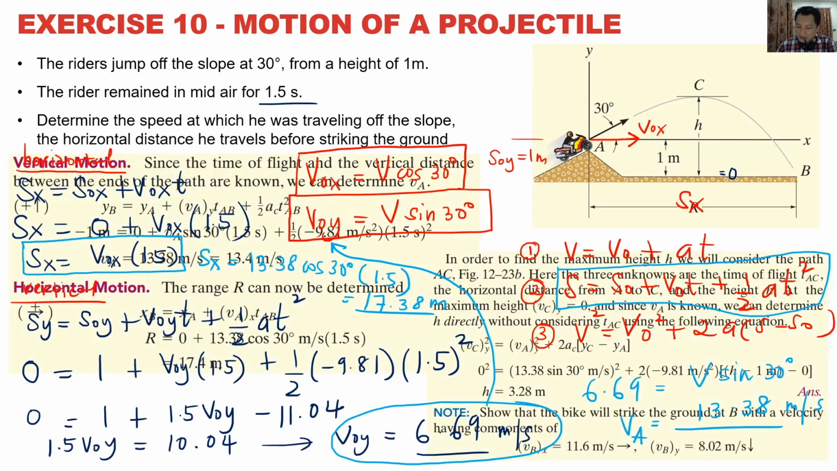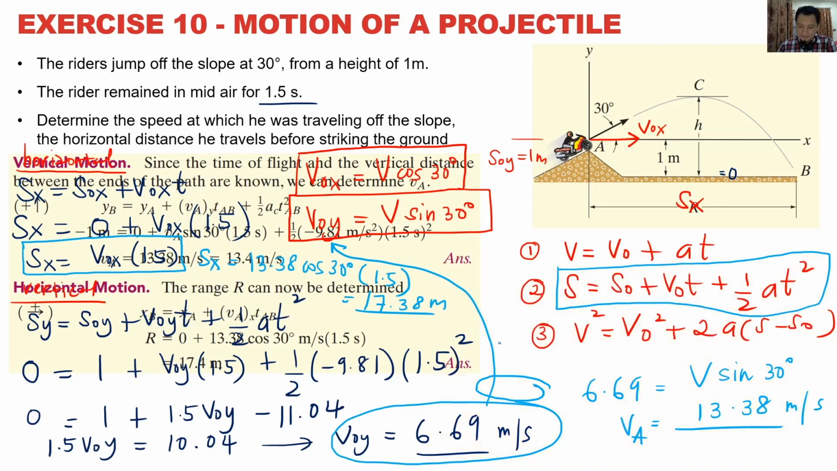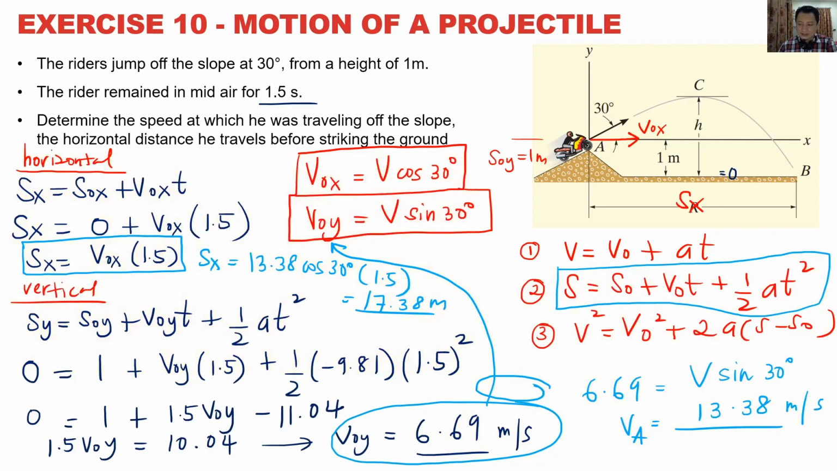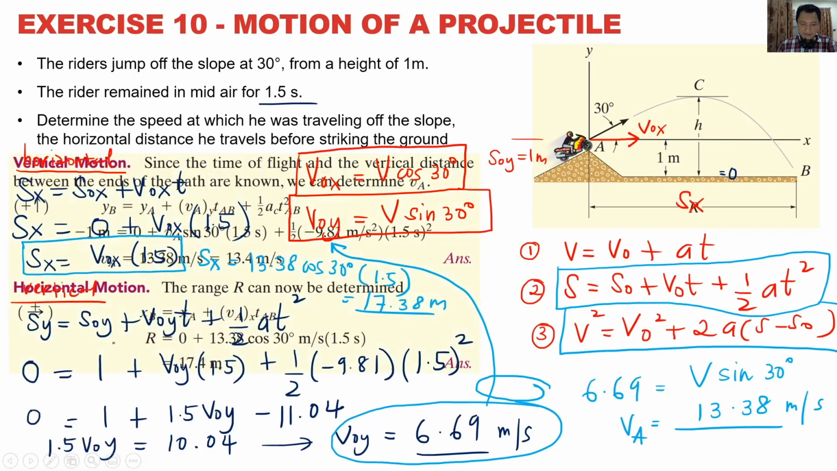Finally, over here, it tried to find the maximum height. So to find the maximum height, you can use equation number 3. Want to try? This one can be used to find the maximum height. You can try this out. So everything is okay. Yeah. Next.